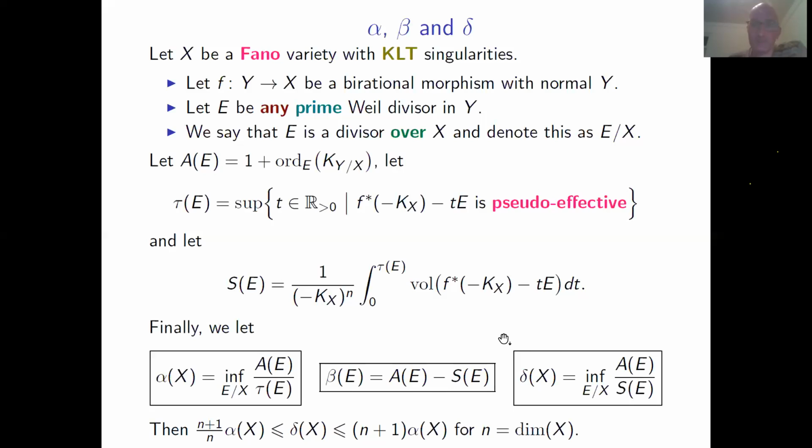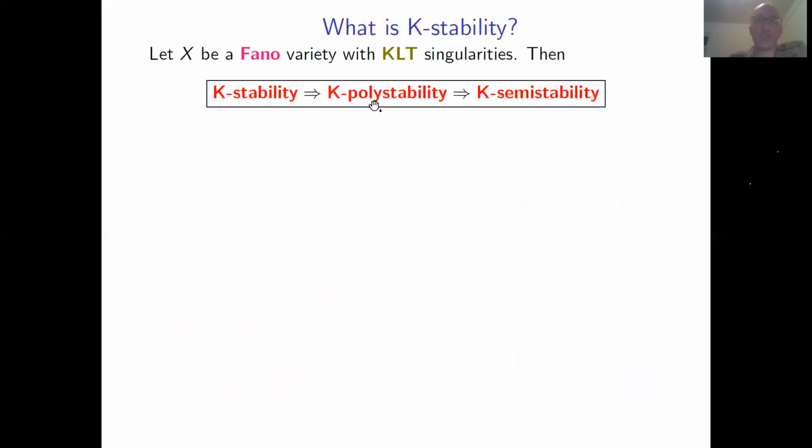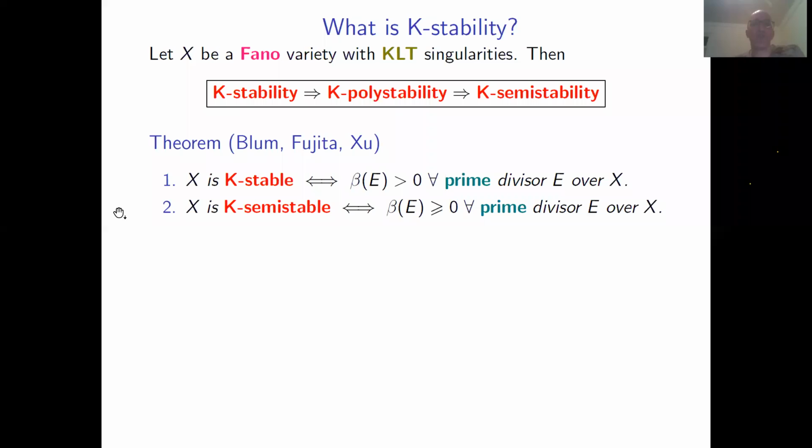Okay, good. So what is K-stability? Before defining K-stability, there are three relevant notions: K-stability, K-polystability, K-semistability, and you have this implication. K-stability is the strongest one. It implies K-polystability, and this one, in turn, implies K-semistability. And if the automorphism group is finite, K-stability and K-polystability coincide. But these two are quite different.